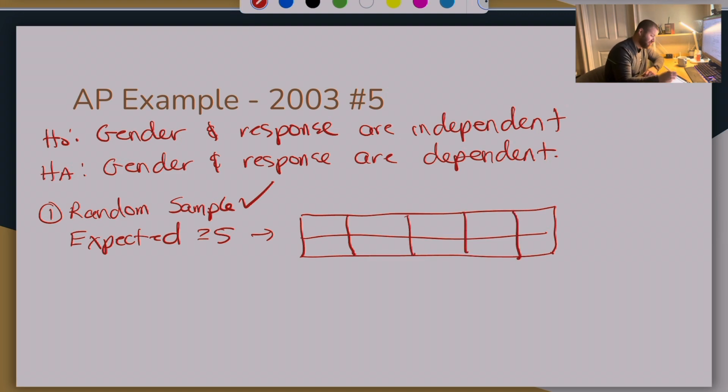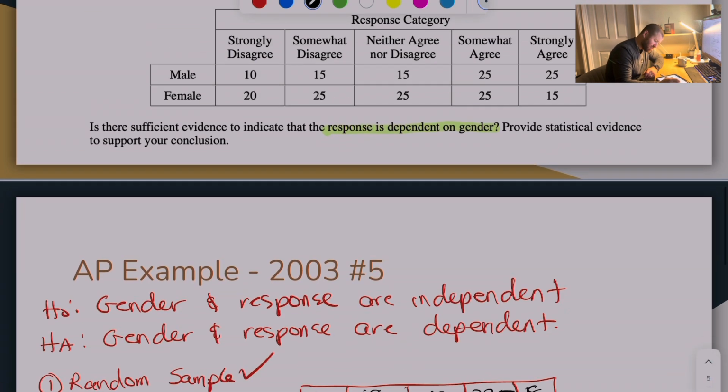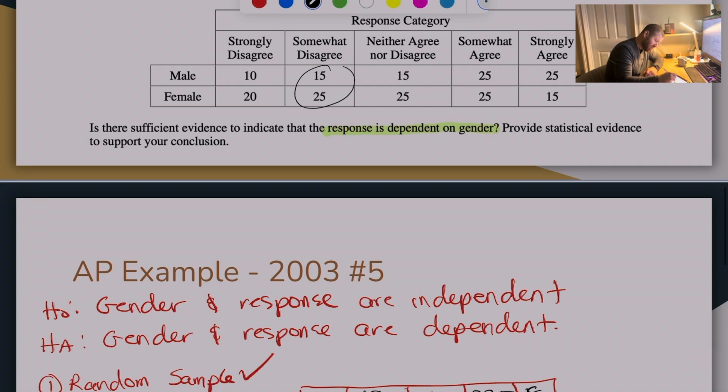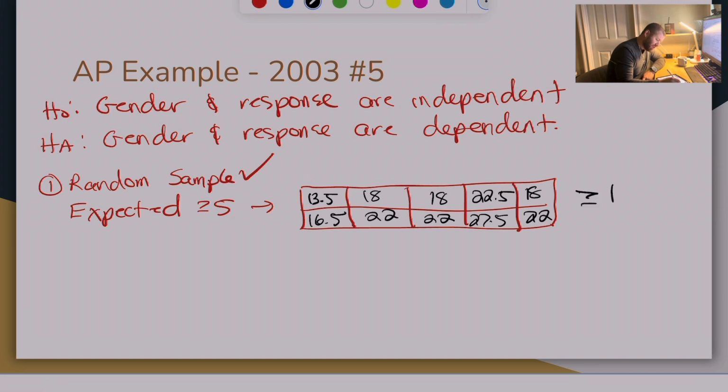Now to show my expected counts, if I did this in my calculator, this is 13.5. This is 16.5. This one's 18. This is 22. The same here. This is 22.5. This is 27.5. And then this is also 18 and 22, which probably isn't surprising, given that when you look at these numbers up here, it was the same 40 total. And so if it's going to be independent, that would remain the same. And then I show that all of these are greater than or equal to 5, so I'm good to go.